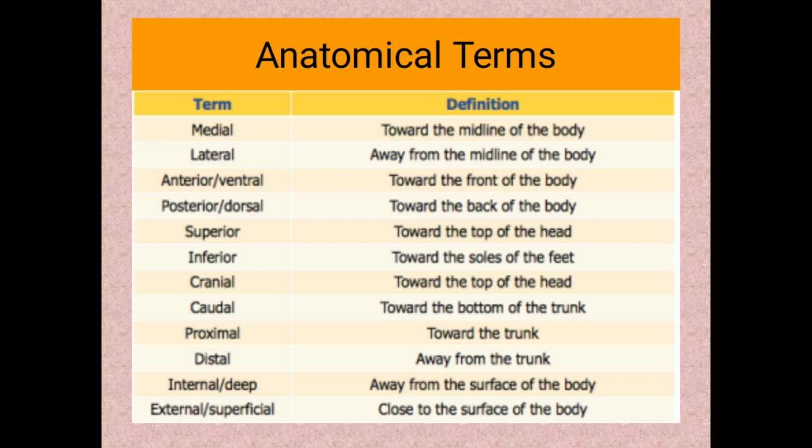Next is internal or deep. It means away from the surface of the body. Here the surface of the body means the outer surface of the body, that is the skin. So anything that is away from the surface, that is inside the body, is known as internal or deep. Okay, and external or superficial. Superficial means close to the surface of the body, that means towards the outer surface, towards the skin. Anything that is towards the skin is known as external or superficial.